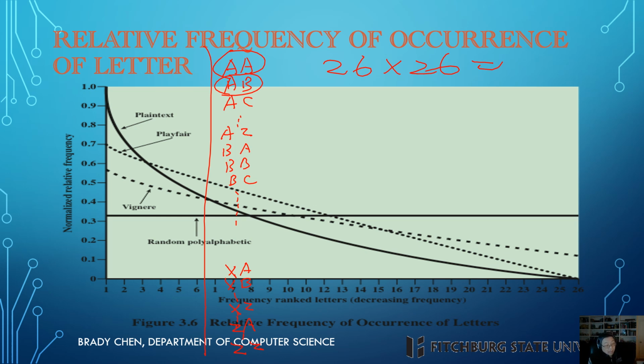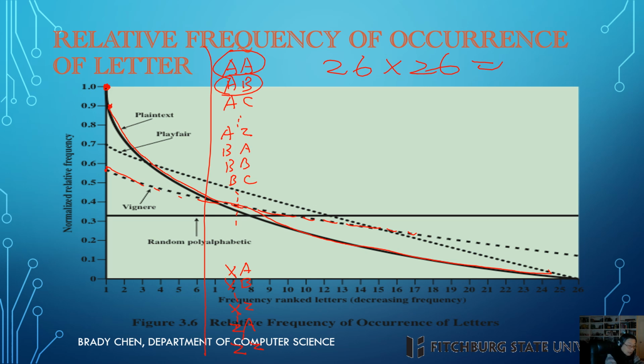Now the diagram here basically shows the relative frequencies of occurrence of letters. For the plaintext, if the letter with the highest frequency is 1, then the letter with the next frequency is probably 0.9. So for the total of 26 letters, the frequency diagram looks like this. Now, Vigenere is like this. It's a little bit flattened because the highest frequency is lower and the lowest frequency is higher. So that means they are kind of balanced.